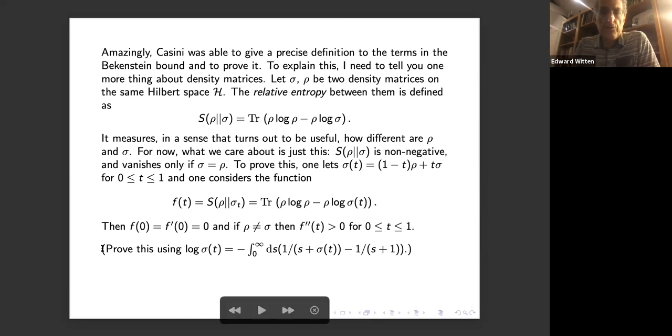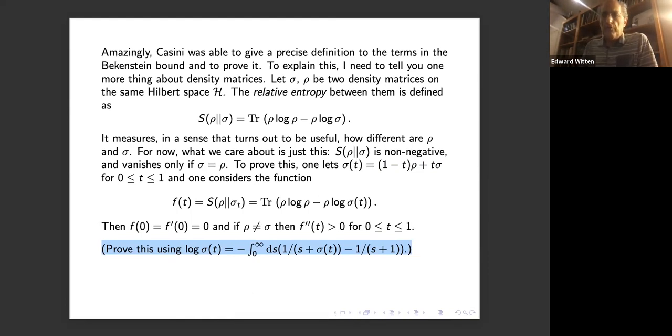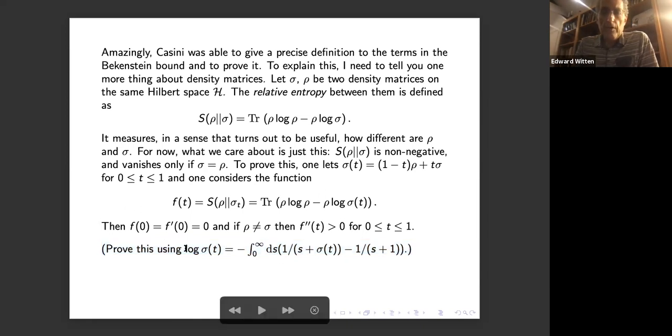I recommend the exercise. If you want to prove it for yourself, it'll help to use this formula for log sigma of T. See, the reason it's not completely trivial is that sigma and rho don't commute. So when you differentiate sigma of T with respect to T, you're dealing with non-commuting matrices. If you use this formula for the logarithm, you'll find that it'll be easier to calculate the derivatives you need. And then you can prove the statements in this sentence. I won't do that calculation, but I do recommend the exercise.